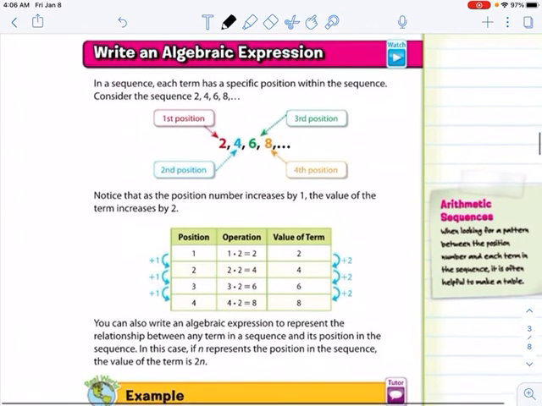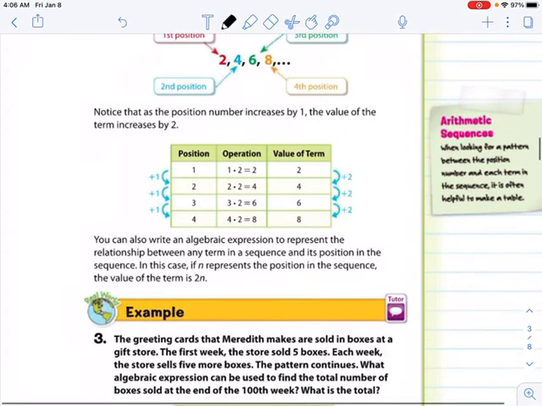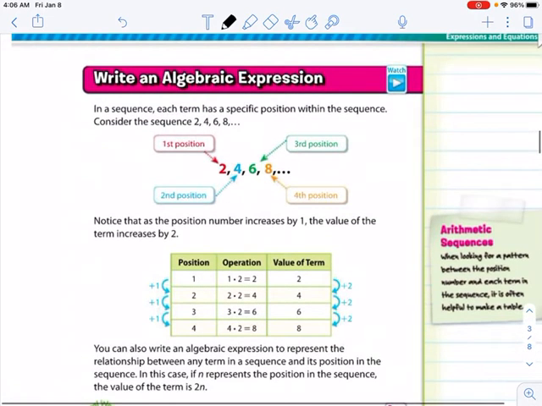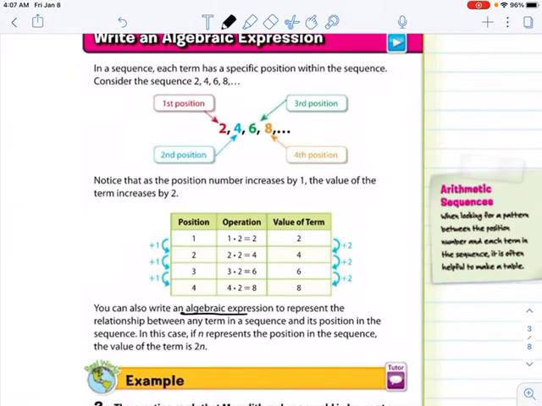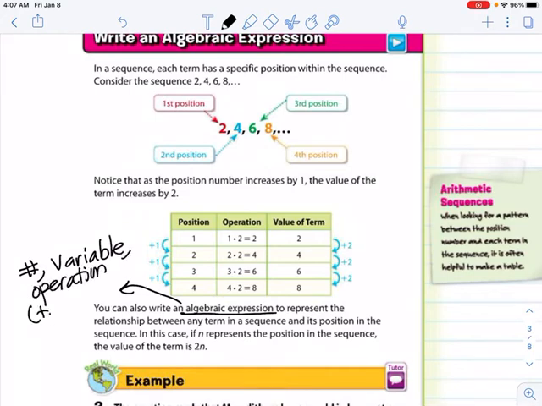Go ahead and turn the page. So another part to this lesson is writing an algebraic expression. An algebraic expression is going to have a number, a variable, so remember a variable is a letter, and then an operation. And when we say operation, that means like add, subtract, multiply, or divide. So those are the components of an algebraic expression.